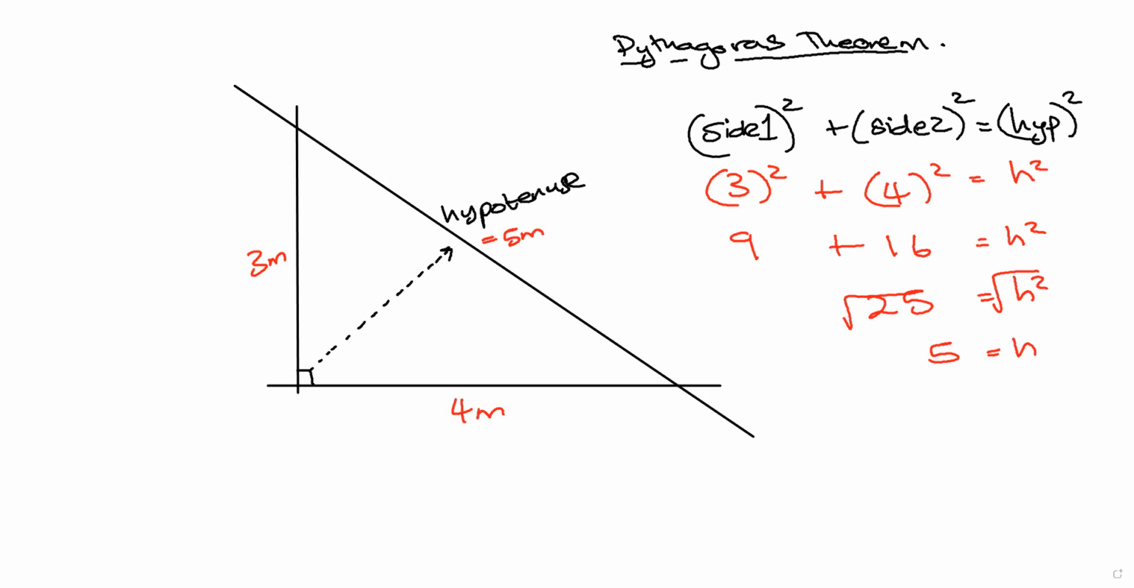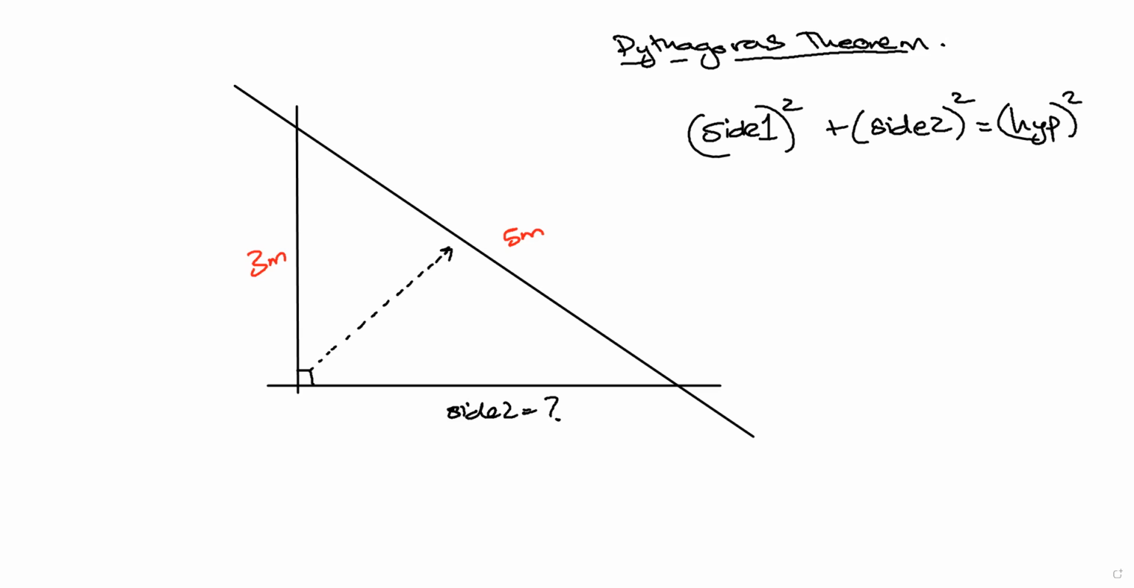Let's look at another example. Let's say we've got the situation where we're given 5 meters and we want to find the missing side, side 2. All right, so let's say side 2 is missing and I want to find it. They've given me the hypotenuse to be 5 meters and they want me to find that missing side there.